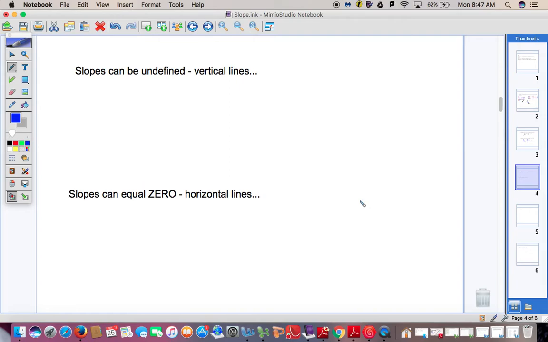Okay, slopes can be undefined. So anytime you have a vertical line, if we've got a Cartesian plane, a vertical line means that it's here or here or here. It means that it is parallel to the y-axis. We always have a slope that's undefined, and vertical lines always have the equation of x equals some number.